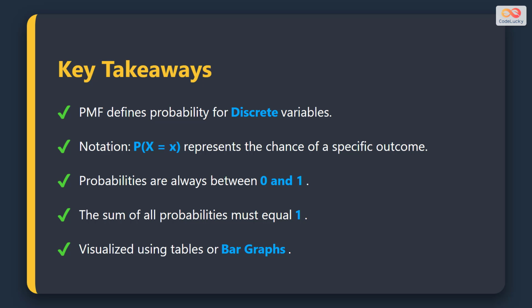To wrap up, remember that the probability mass function maps specific outcomes of discrete variables to their probabilities. Always check that your probabilities are between 0 and 1 and that they sum up to 1. These tools allow us to model and predict random events in the real world.